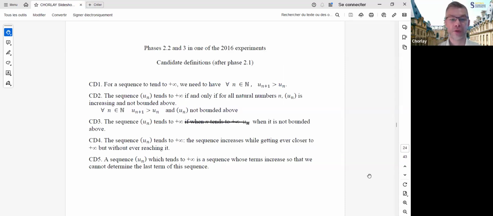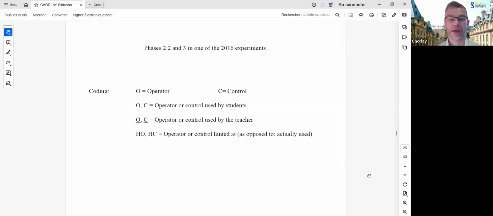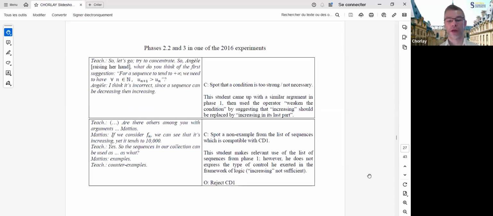So what do you do with that? Well, we ask students, let's take the first one. What do you think of it? Do you think it's a correct definition of tending to positive infinity? Here I'm going to report on one of the 4 experiments.